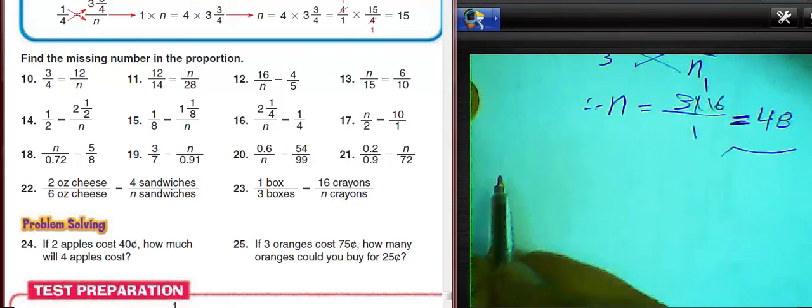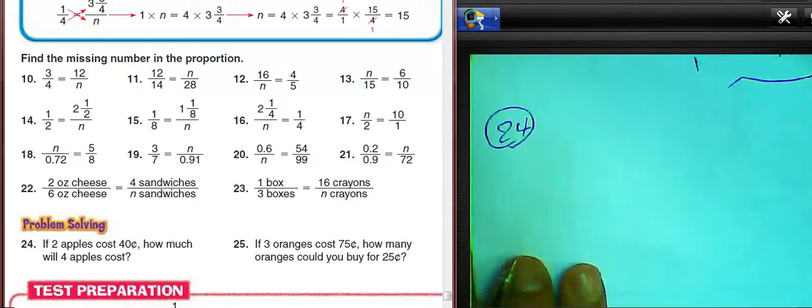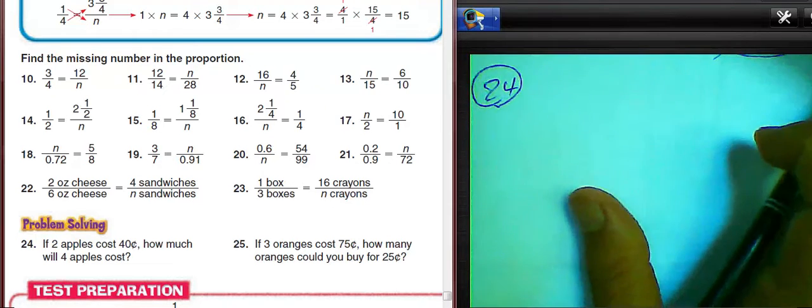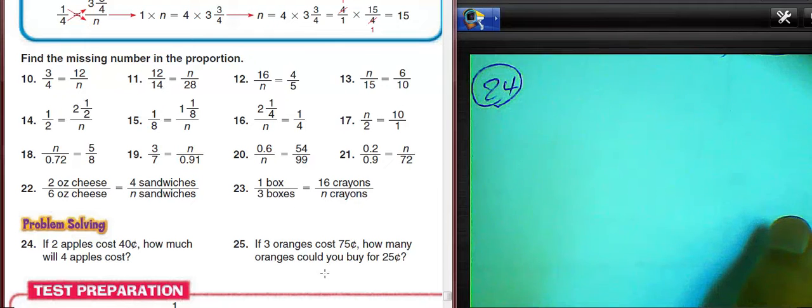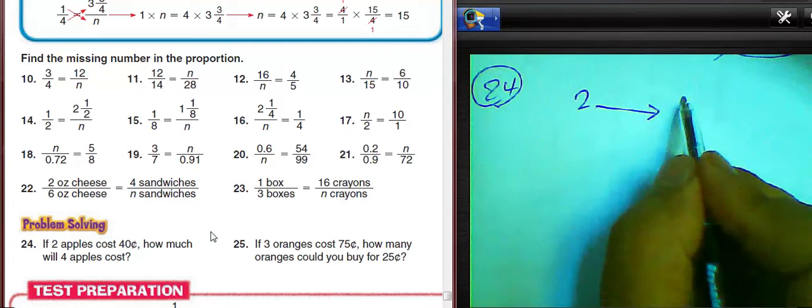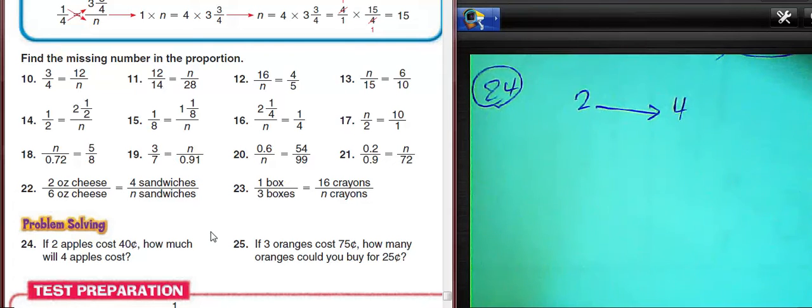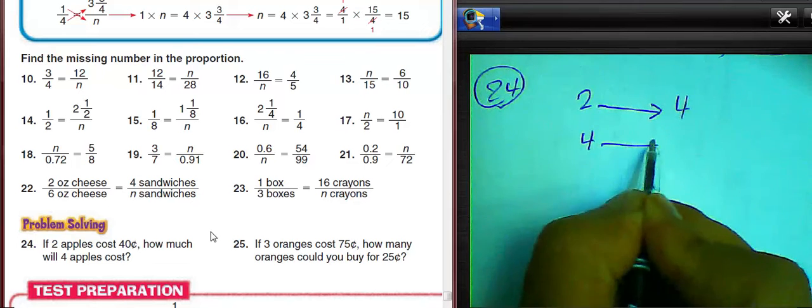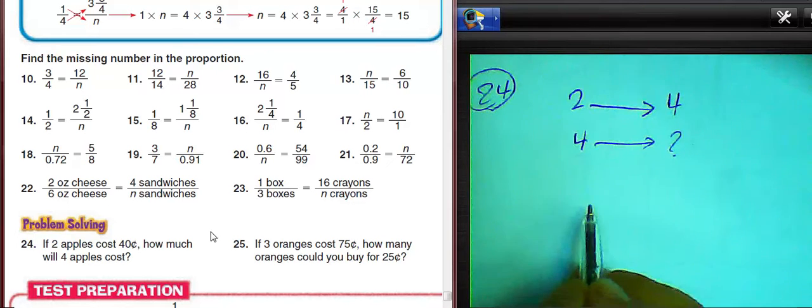Okay, question 24. Question 24. If 2 apples cost 4 count, how much will 4 apples cost? We know 2 cost 4 count. How much will 4 apples cost? We can find the result.